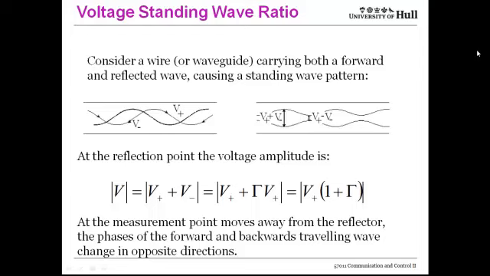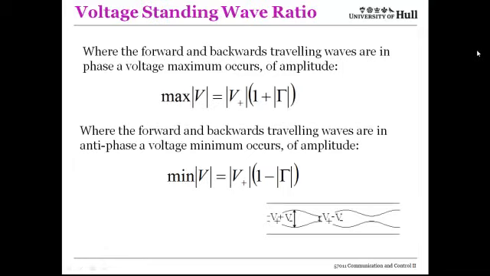As you move away from the load, the relative phases of the forward and backward travelling waves change, and at some point you're going to get to a point where the forward and backward travelling waves are in complete phase, and so the 2 amplitudes add. If you move slightly further, then they will be in antiphase, and so the amplitudes will subtract. The maximum voltage oscillation you get along the line is when the forward and backward travelling waves are in phase, and in that case you just add the amplitudes, where the amplitude of the forward travelling wave is its modulus, and the amplitude of the backwards travelling wave is the size of the reflection coefficient times the forward travelling wave.